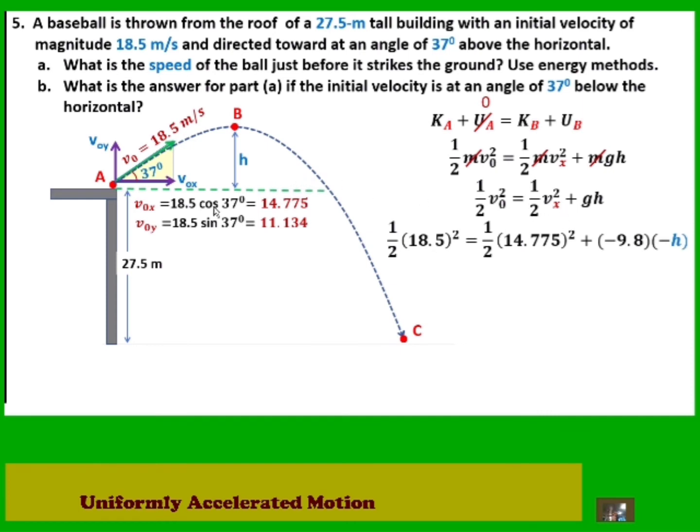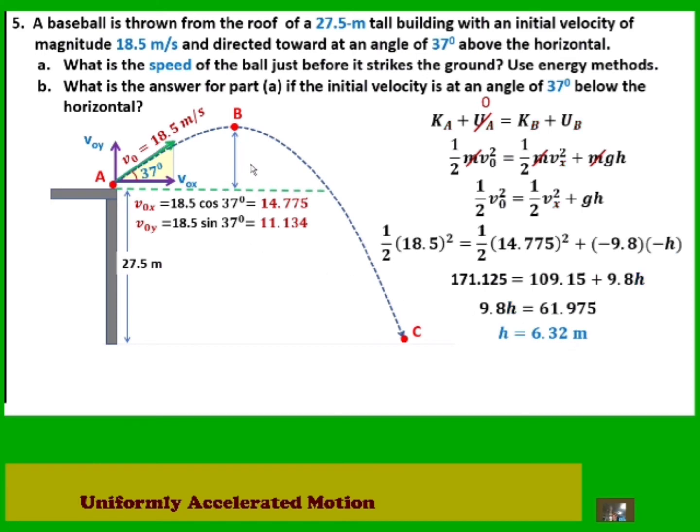v sub x is 14.775. Acceleration due to gravity, negative 9.8, and height, negative 8. Considering point B as the origin, downward is negative, so negative 8. Simplify, solving for h in this equation, so h is equal to 6.32 meters. So this height is 6.32 meters.